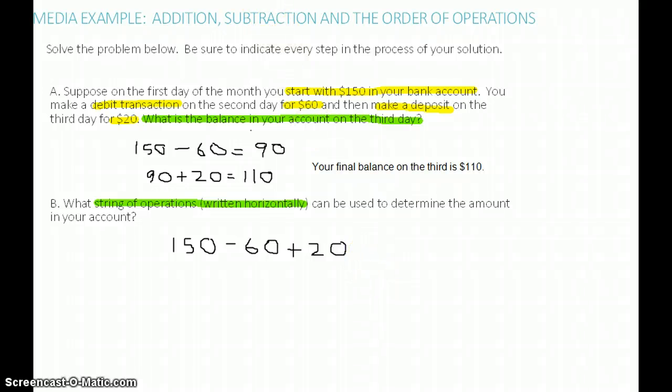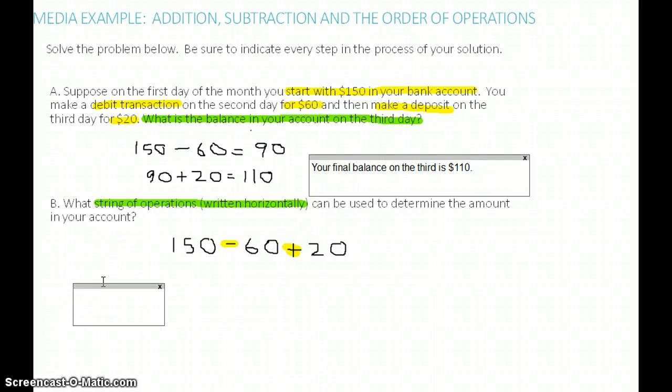Okay? But there's something we want to check on here. So suppose we were just given this string of operations written horizontally. There are two operations to perform, subtraction and addition. So how do you know which one to do first? Well, if we did them from left to right, doing the subtraction first, so let's look at these separately. If we did subtraction first, we would have 150 minus 60 plus 20.